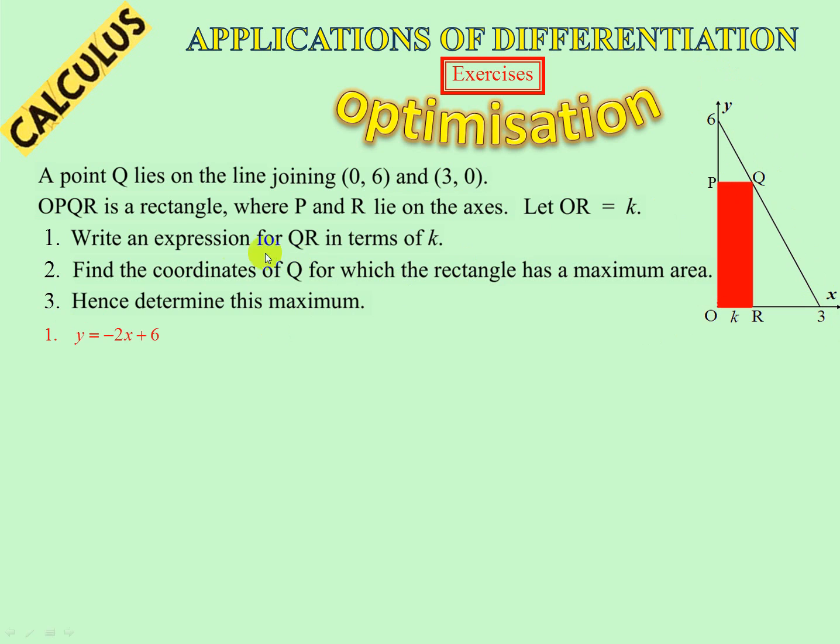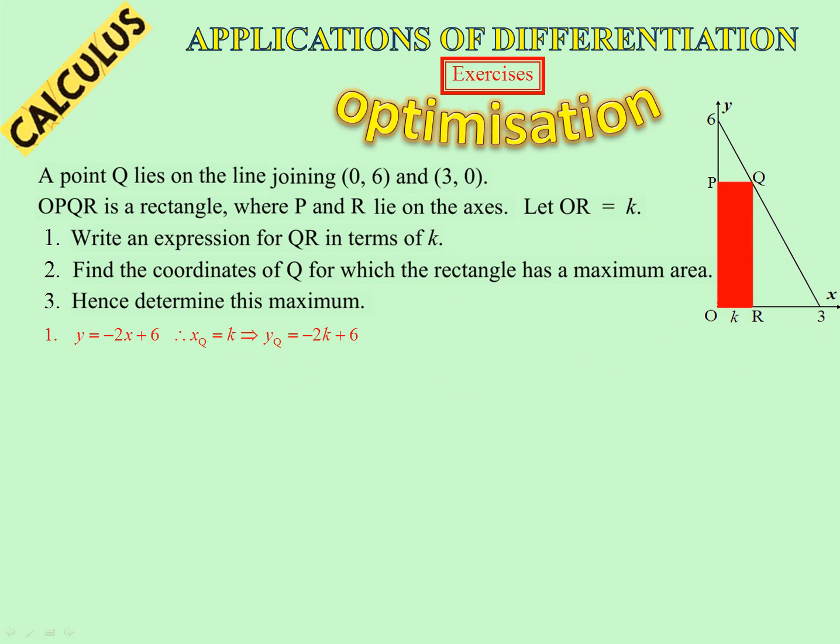Now, in order to find an expression for QR in terms of k, we need to know the y value of Q, because then that will be the length of QR. So, we say there's the equation. What's the x value of Q? Substitute in there to get the y value. Well, x_Q equals k, because the distance is k, therefore y_Q equals minus 2k plus 6, substituting k.